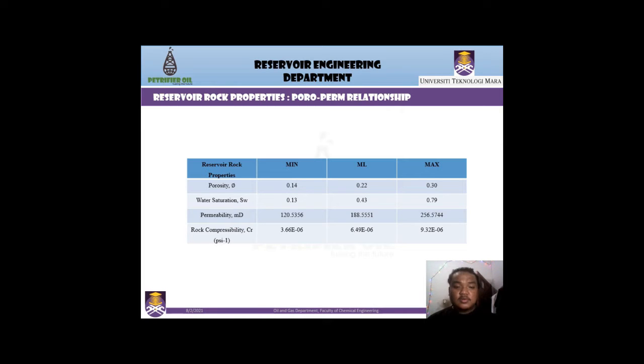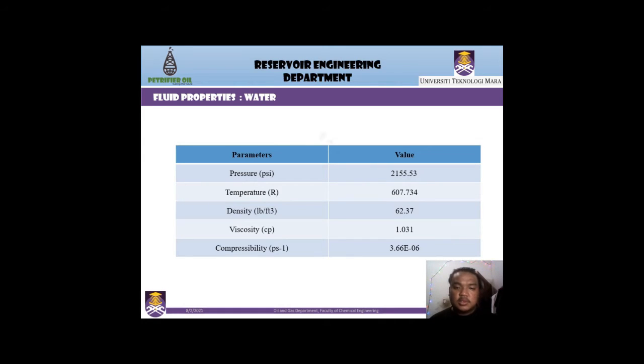For rock compressibility, the minimum is at 3.66 times 10 to the power of -6, 6.49 times 10 to the power of -6 for most likely, and 9.32 times 10 to the power of -6 for the maximum value of rock compressibility. From the calculation above, we also get fluid properties for their respective phases for water, oil, and gas.